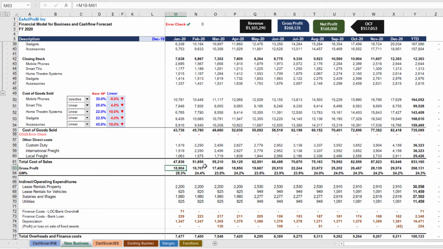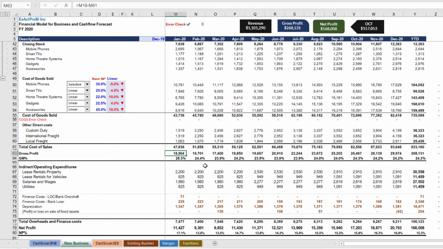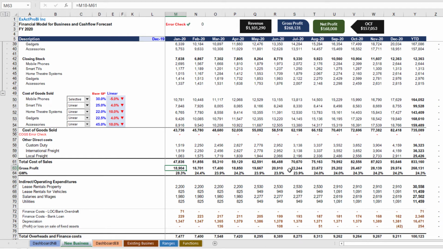So it's fairly simple to do that, and it's not something which is difficult. You can easily do that and arrive at the same amount of gross profit.